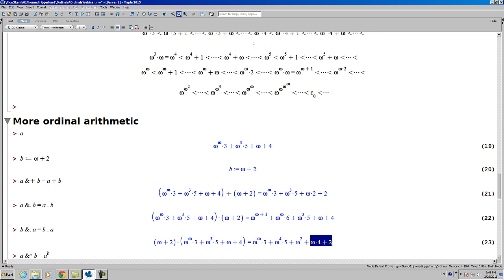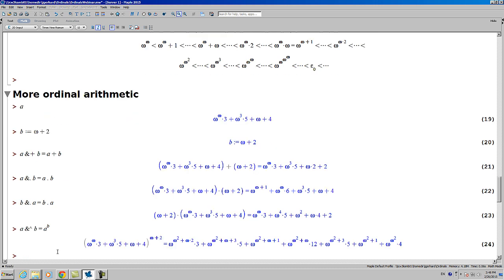So we get omega times 4 plus 2. Now let's look at exponentiation. So if we take a to the omega plus 2, again, distributivity holds. So we first take this thing on the left to the power omega. And for that, the only thing that matters, again, is only the leading term, not even the leading coefficient. So we have omega to the omega to the omega, and that gives omega to the omega squared.